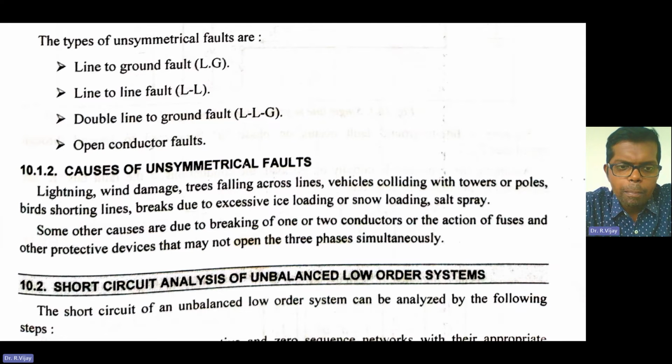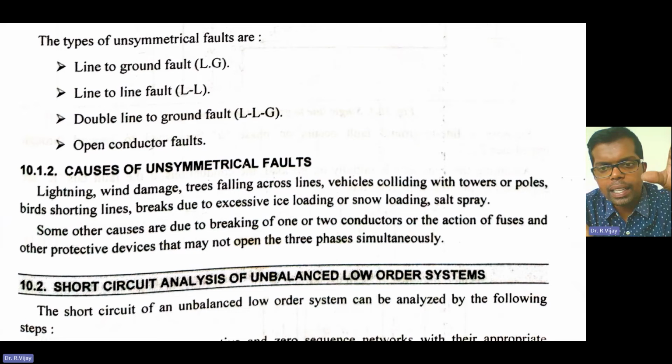Next, breaks due to excessive ice loading in cold countries. In cold countries, ice will load on the two conductors. The two conductors will touch. That ice will form on the two conductors, or simply on three conductors also, causing a triple line to ground fault. Next is snow loading, on the particular two conductors.